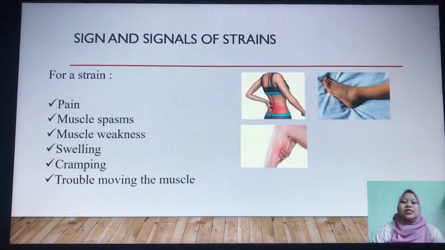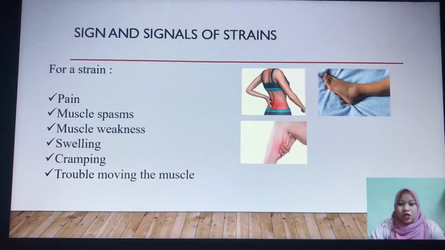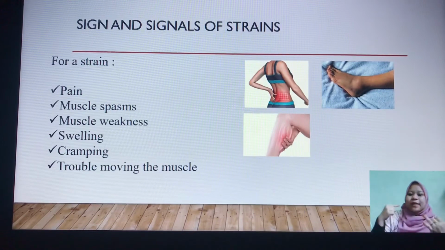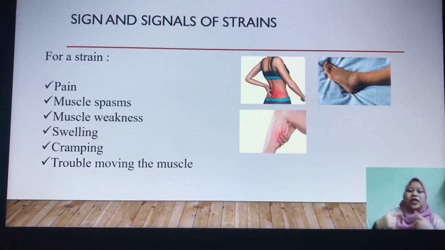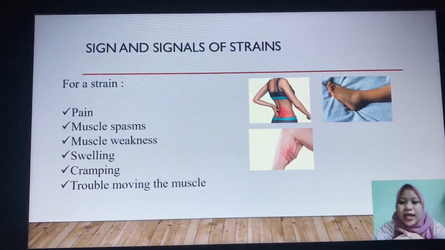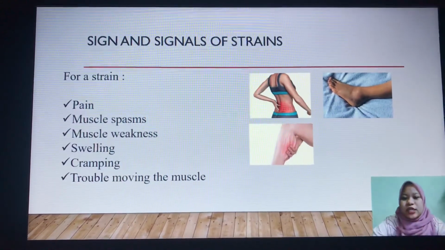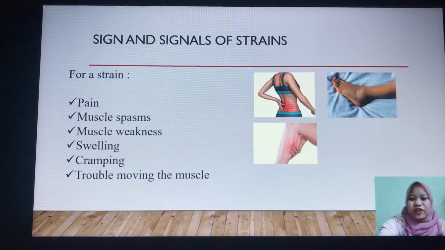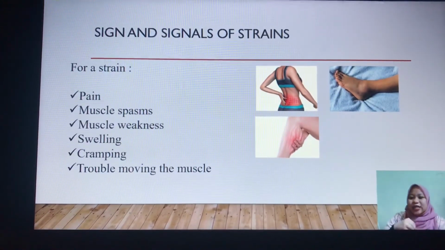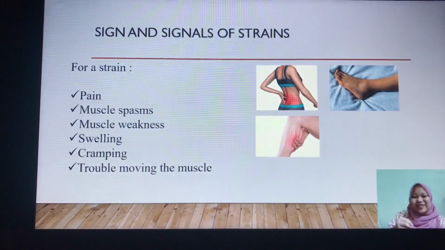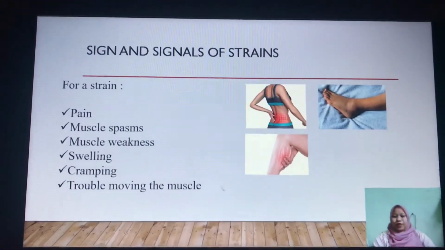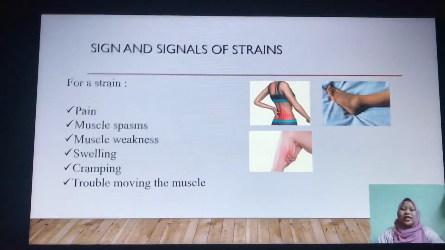Now the signs and symptoms of muscle strain. For a strain, we will feel pain, muscle spasm, muscle weakness, swelling, cramping, or trouble moving the muscles. Like the pictures I have shown you, the first one is back strain, when she feels pain at her back. This is swelling: his ankle becomes bigger in size. And this is cramping: he feels cramp at his gastrocnemius. That's all for the signs and symptoms of strain.